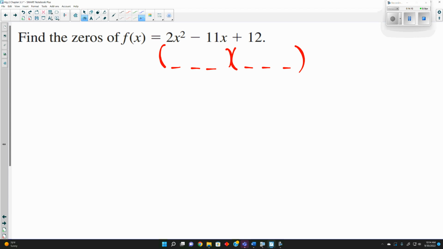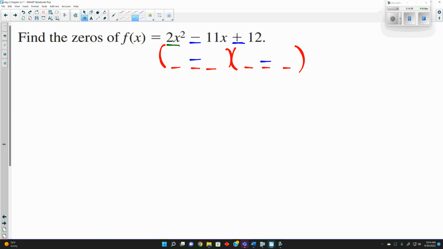Now, sometimes, again, it's nice to graph it, because if it did work out that the solutions were both integers, didn't have a decimal, it would have given it to us. Now, 2 sets of parentheses with 3 spaces. Since the third term is positive, the signs are the same and they match the sign of the middle term, so negative and negative.